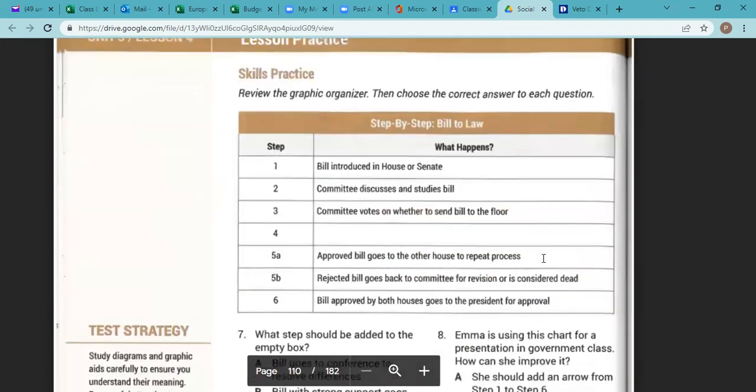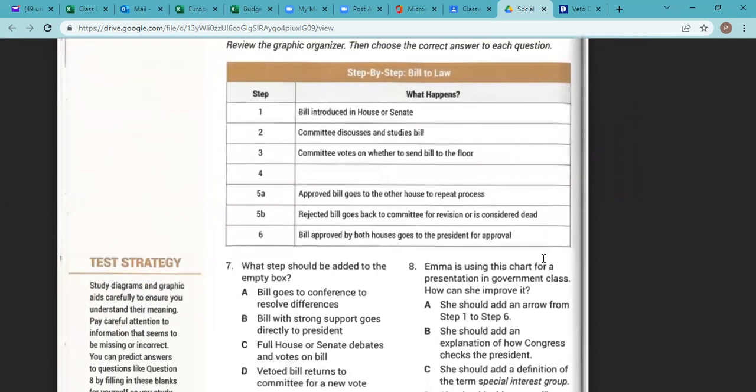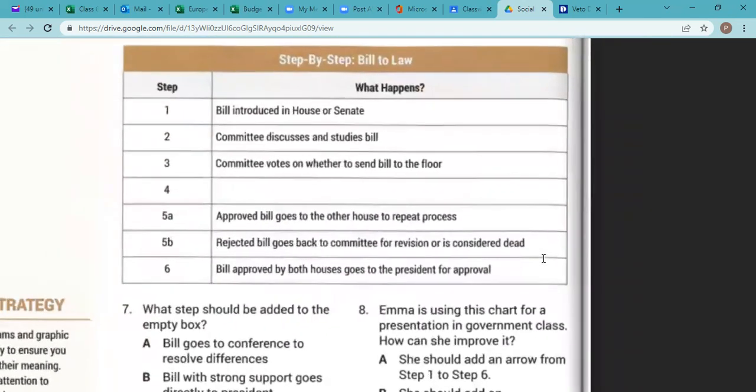All right. And then down here, we have a skill practice. And it says here that we have a step-by-step bill to law. What happens? Well, step number 1, the bill is introduced to the House of Representatives or the Senate. The second step is the committee discusses and studies the bill. The third step is the committee votes on whether to send the bill to the floor. Step number 4, they go through that point, which could be a fill in the blank at this point because it's not filled in. Then step 5A, it's approved.